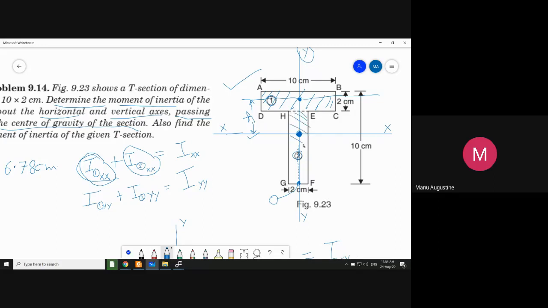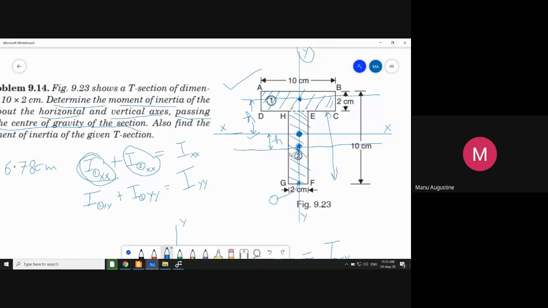This is individual area number 2. And see where the individual centroid of 2 is. It will be somewhere around here, that means at the middle of this height. So I am putting the individual centroid of area 2 here. Again, you draw a horizontal line passing through the individual centroid. And now this becomes the constant distance between these two parallel axes. So again, parallel axis theorem will be applied for area number 2.